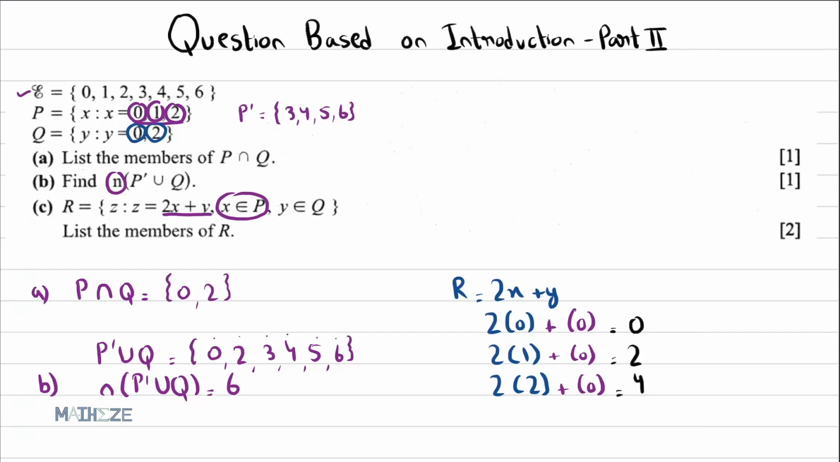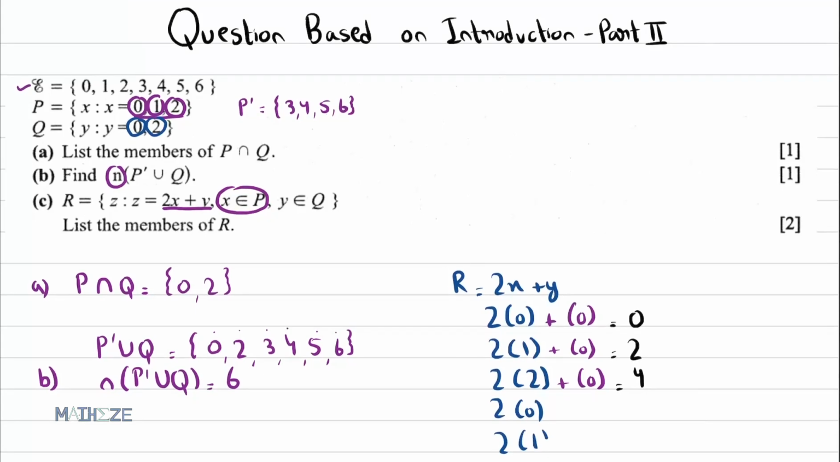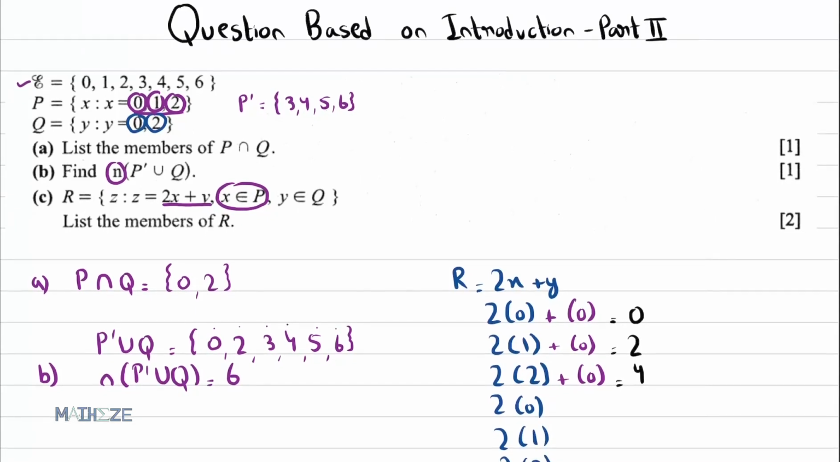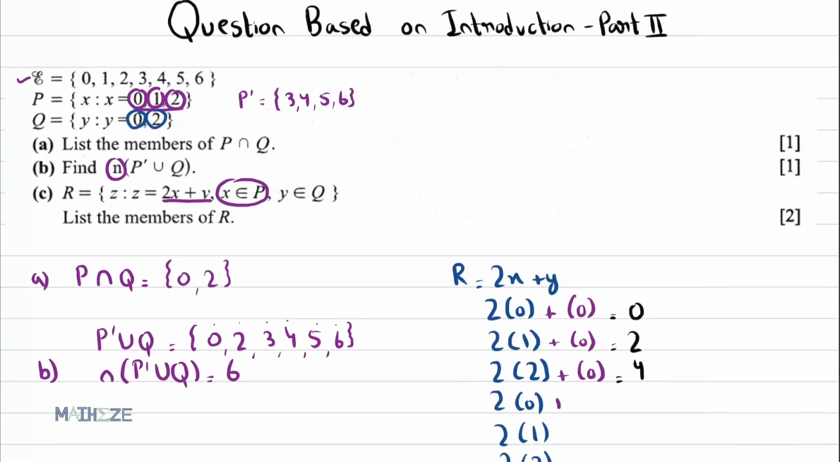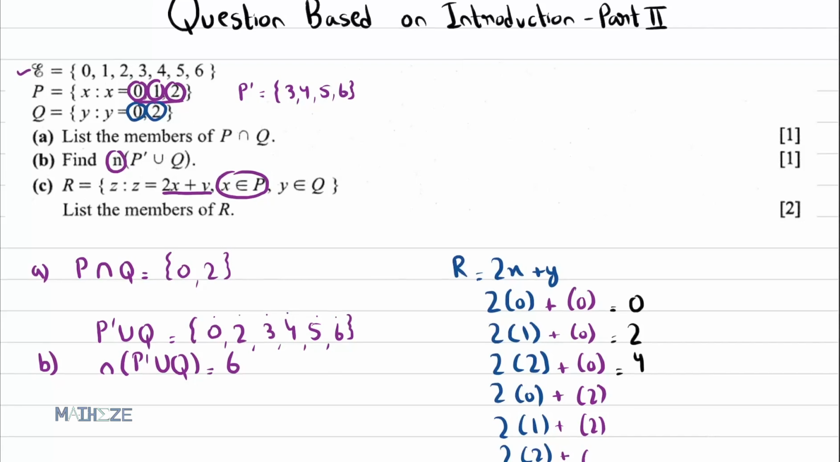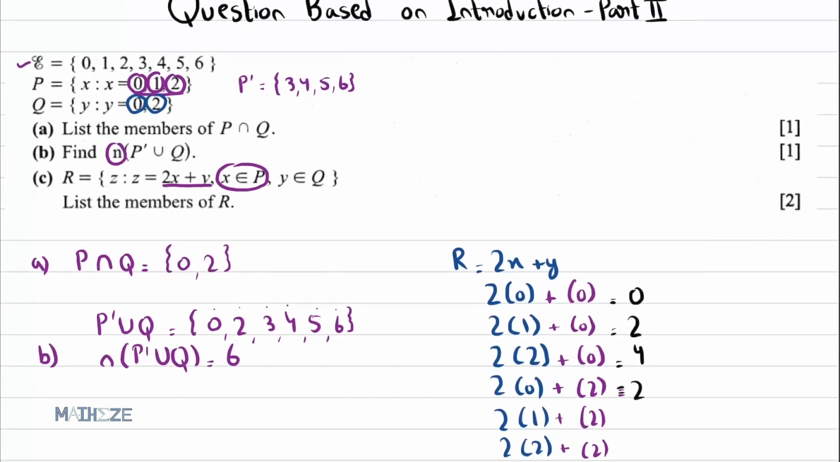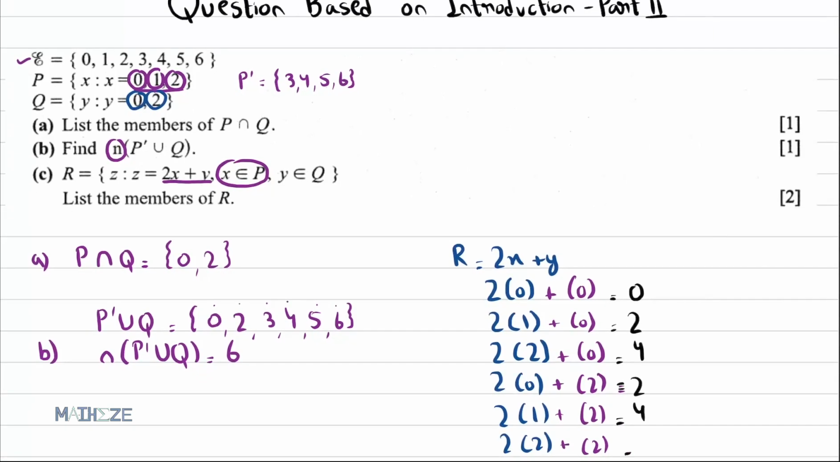4. Now, let's take the x values again. 0, 1, and 2. Right, guys? And let's take the second value of y now. What's the second value of y? 2, 2, and 2. So my answer here is 2, then here it's 4, and here it's 6. So I'm going to write here set R is 0, 2, 4, and 6.